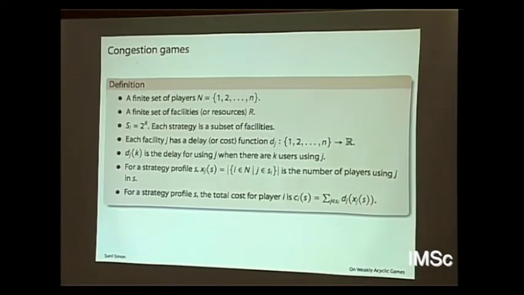So our payoffs are essentially negative costs. The players are trying to minimize their cost, or in other words, maximize their payoff. So the payoff will be minus of this cost. Now this is a very abstract definition, so you can apply it on road networks, on computer networks, and various other things.